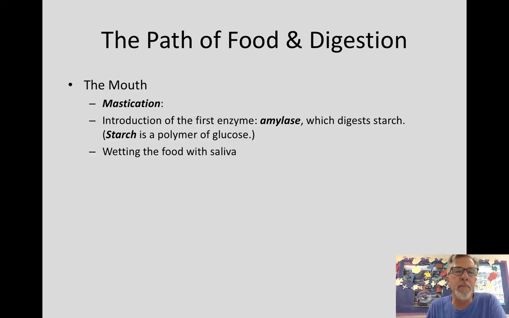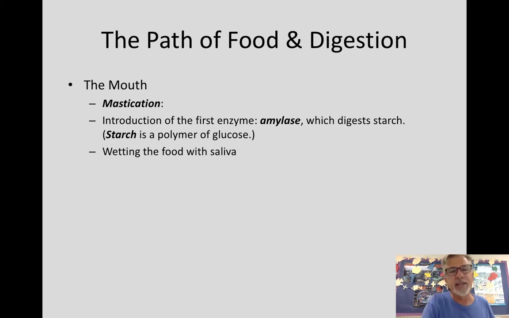So we begin with the mouth, and the mouth is responsible for mastication, which means chewing. And chewing's entire purpose is to break the food into smaller and smaller pieces, thereby increasing the surface area. The mouth also introduces the first enzyme, an enzyme called amylase, and amylase is responsible for the digestion of starch.